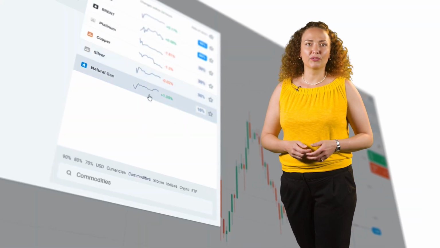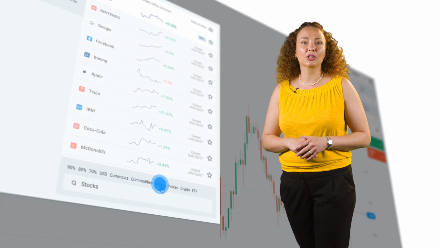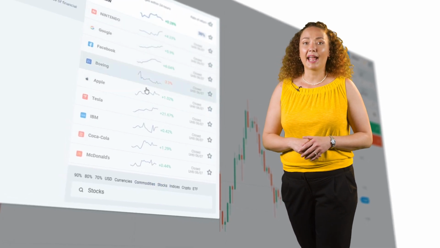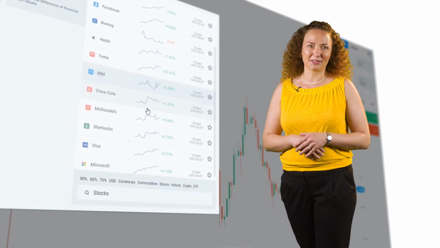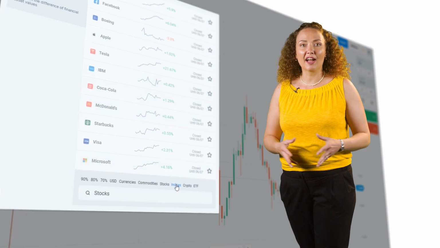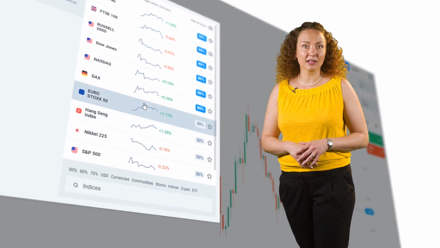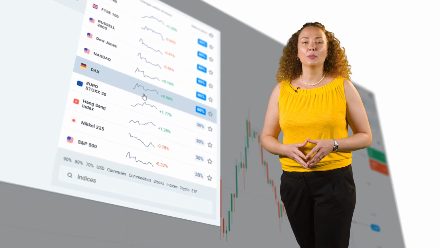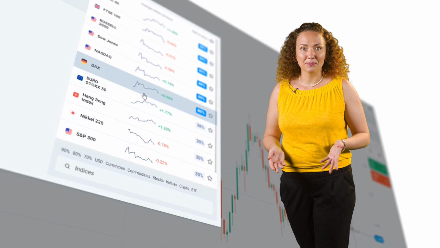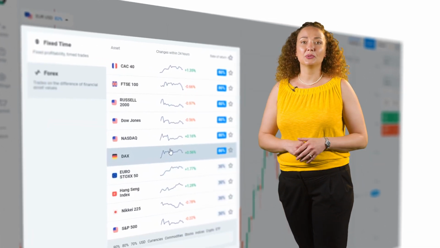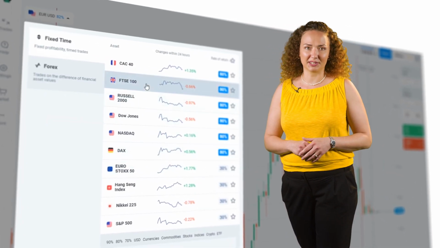You can choose to trade from a huge list of large popular company stocks like Apple, Amazon, Boeing, and many others. We also have all the major indices, which is a combination of different large company stocks, which as an index helps to gauge the state of different economies. For example, the German DAX, United States Dow Jones, and UK FTSE.